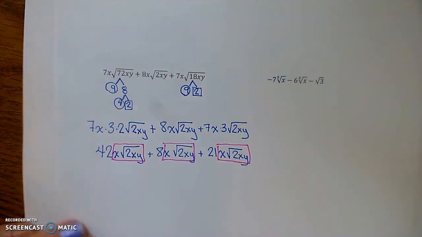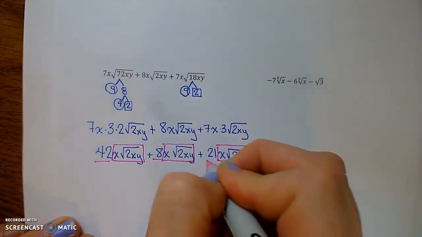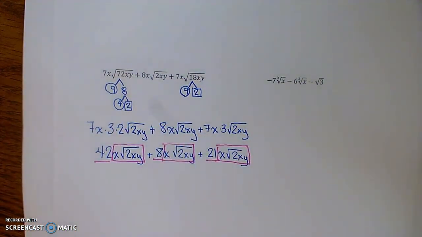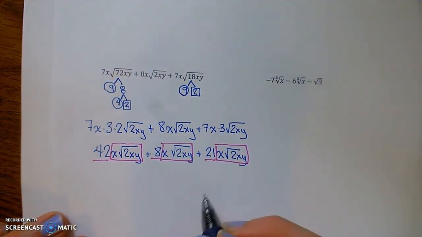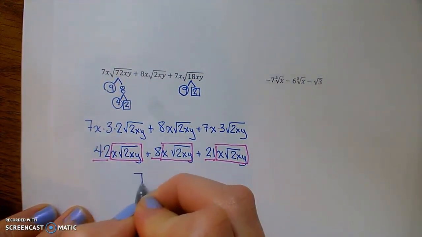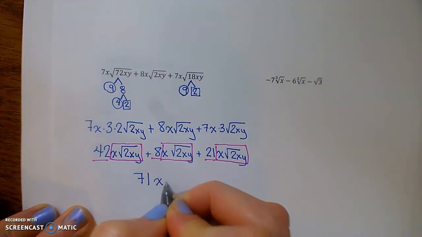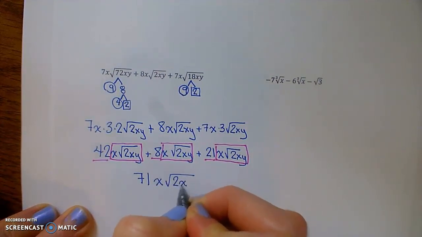So these are all like terms. So I can just kind of add them all together. 42 plus 8, it's 50. Plus 21 is 71. So this becomes 71x square root 2xy.